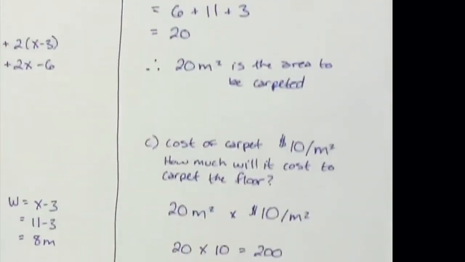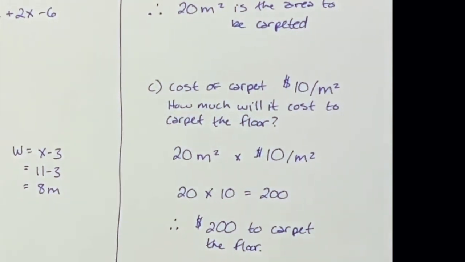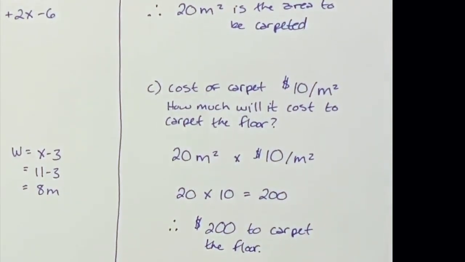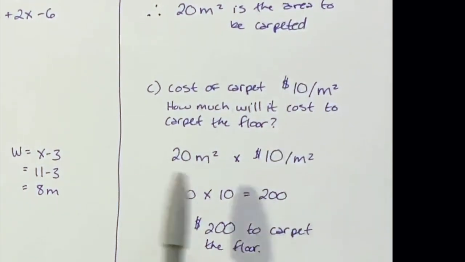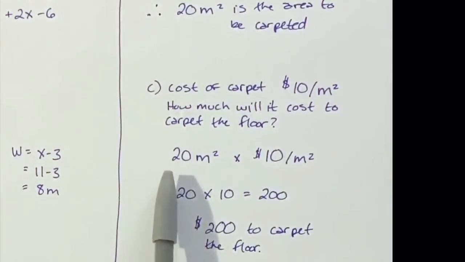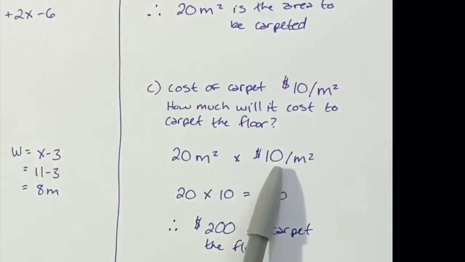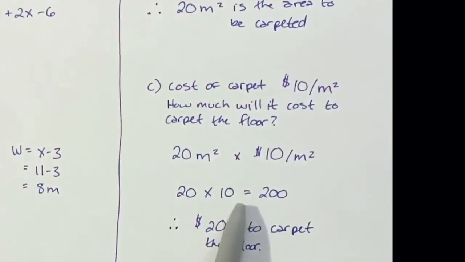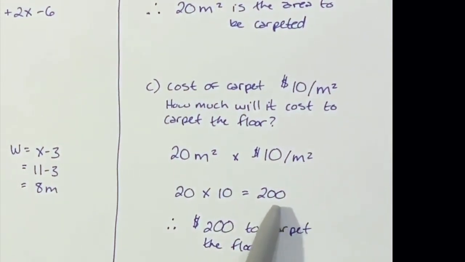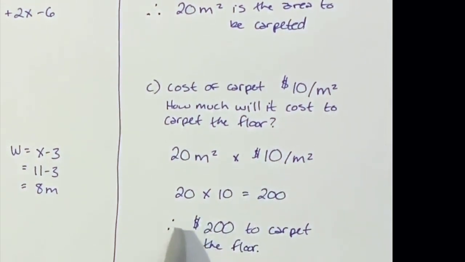Last part looks at the cost. So it tells us that the cost of carpet is going to be $10 per meter squared. How much will it cost to carpet the floor? Well, we know that we have 20 meters squared, and it's going to cost $10 for every meter squared. So I'm going to take 20 times 10, I get 200. So 200 what? Dollars, right? So therefore, $200 it will cost to carpet the floor.